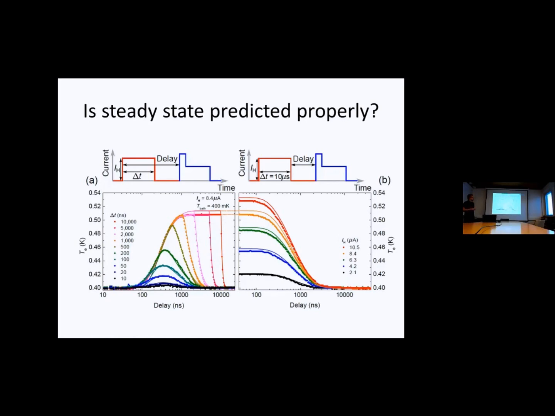We can also check how fast it comes back to equilibrium after the heating was switched off. Now the delay is set with respect to the end of the heating pulse, and we see that after we switched off, it goes back here, maybe after three microseconds. And again, this is the same one-dimensional heat flow equation, so it properly captures both the dynamic and steady state properties.